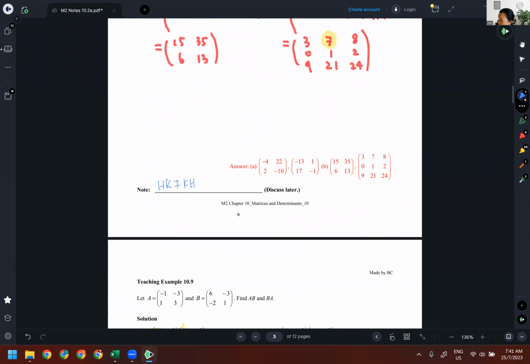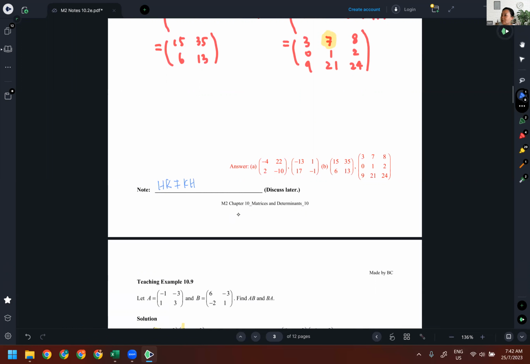So this is not equal. H times K times H, not equal. Sometimes the sizes are not even equal. They can't even be put together to discuss.